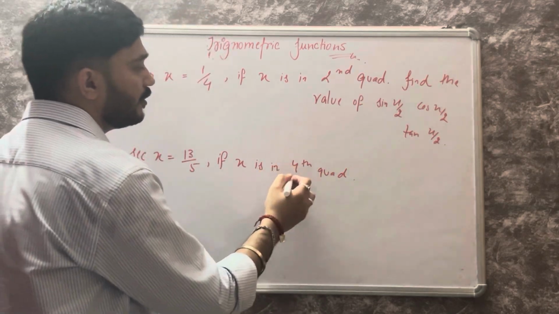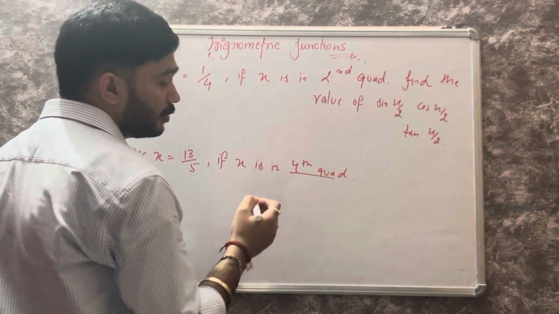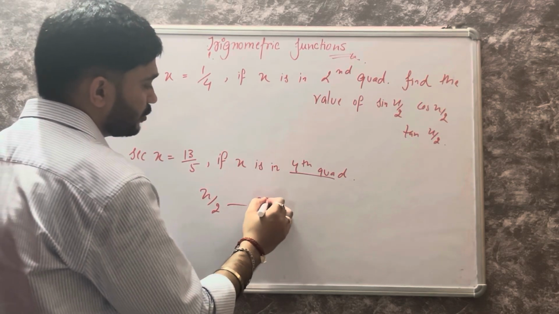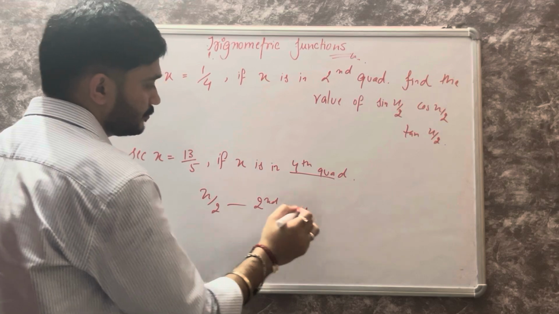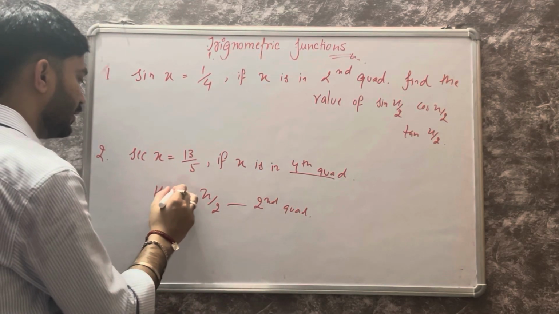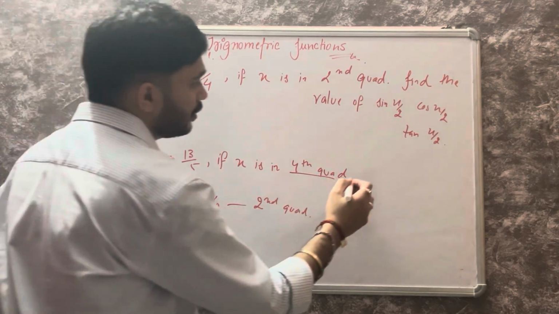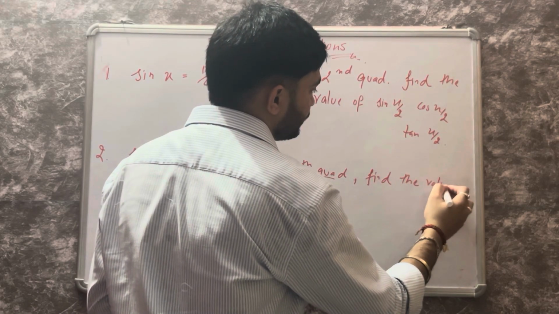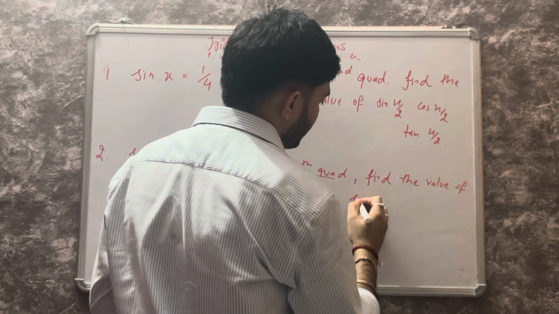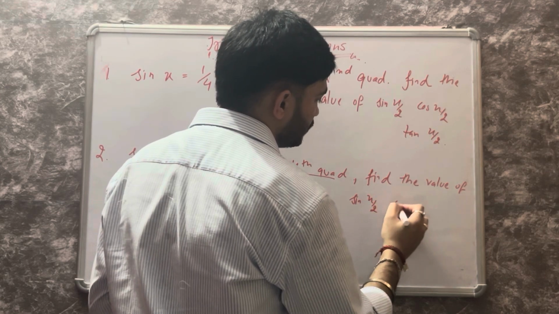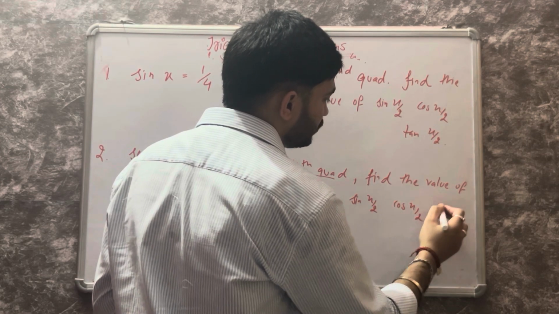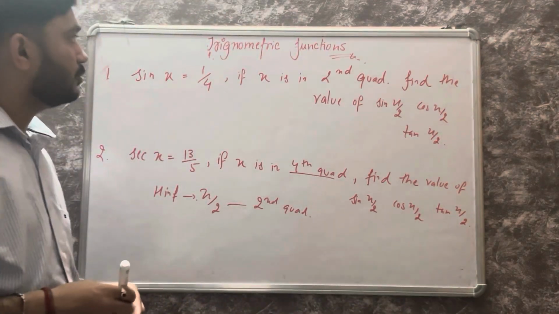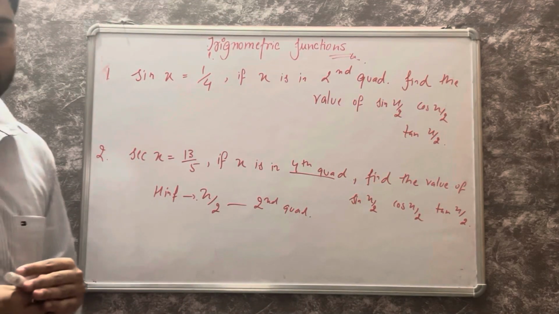Remember that if you divide fourth quadrant value by 2, x by 2 will be in second quadrant. I am giving you a hint here. Find the value of sin x by 2, cos x by 2 and tan x by 2. Please note down the question and solve it by yourself.